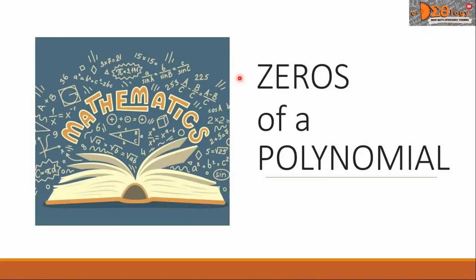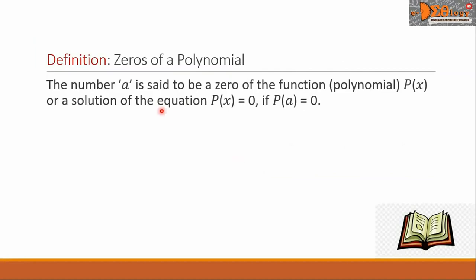Hi everyone. Today we're going to study zeros of a polynomial. Let us define zeros of a polynomial. The number a is said to be a zero of the function, which is a polynomial denoted by p of x, or a solution of the equation p of x equals 0 if p of a equals 0.